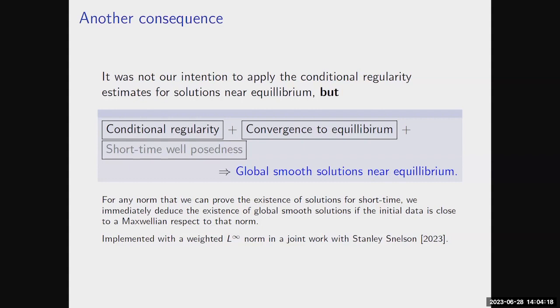Unfortunately, there are not too many short-time well-posedness results in the literature. This is something I find frustrating. There are actually more results about global well-posedness when the initial data is close to equilibrium than short-time results for arbitrary initial data. I think it's an anomaly in the mathematical community that nobody really wants to do short-time existence results. So anyway, this is another consequence of the results with Cyril.